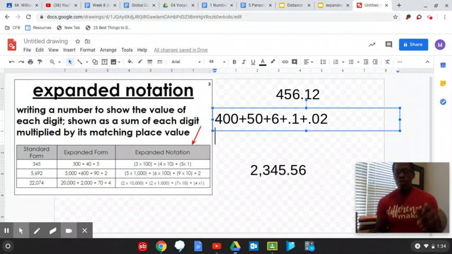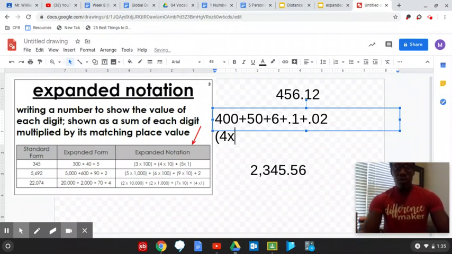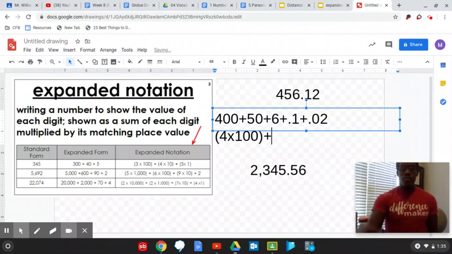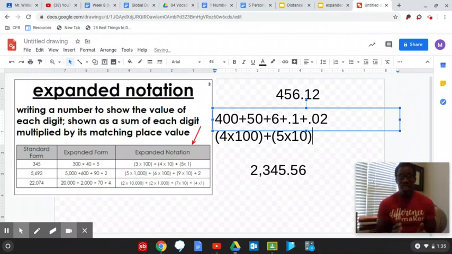So what place value is the 4 in 456.12? Excellent. That 4 is in the hundreds place, so we're going to multiply that 4 by just 100. You multiply the digit by 1 of the place value that it's in. What place value is that 5 in? The tens place. So I'm going to take that 5 and I'm going to multiply by just 10. And guys, I'm using parentheses just to keep my place values separate. It makes it much easier to read. Then you just add the next number.